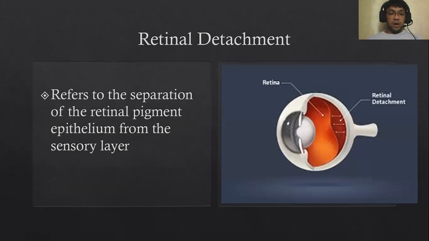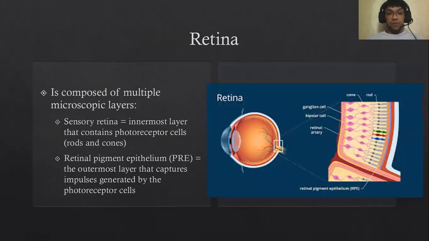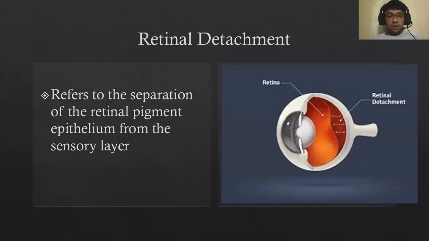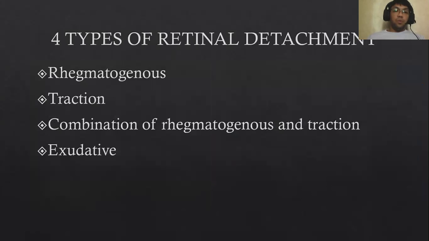Now, for the first disorder that we have, which is retinal detachment, as you can see here from this illustration, this refers to the separation of the retinal pigment epithelium, the RPE, from the sensory layer of the eye, of the inner eye. So there are four types, but what is causing this first?